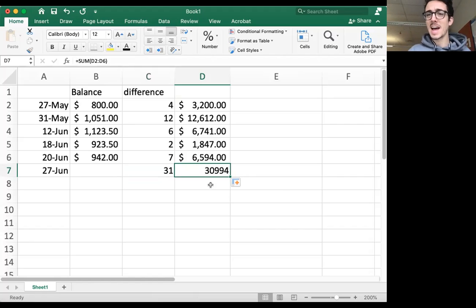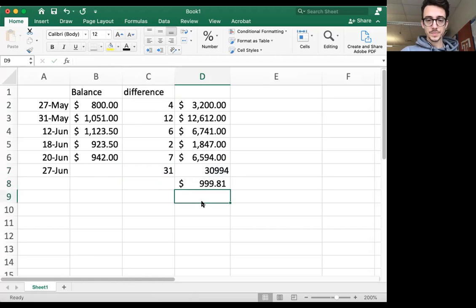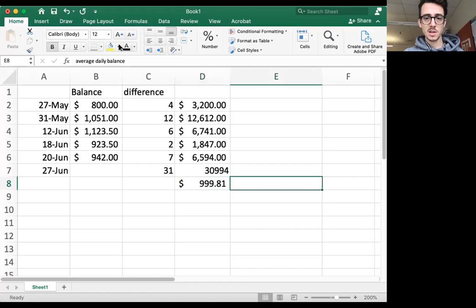But how exactly do I get the average daily balance now? Hopefully you're saying we divide. So remember, 31 was the number of days in the cycle. The top part was the very long and drawn out balances multiplied by the number of days it was that balance. So that's what we got there. So our average daily balance is seen here, $999.81.